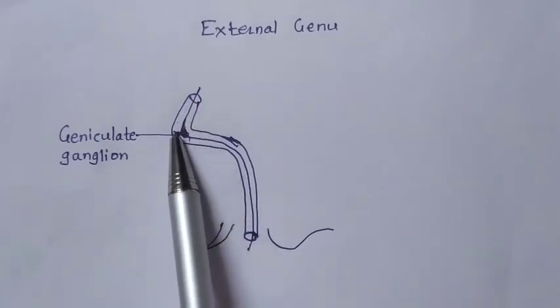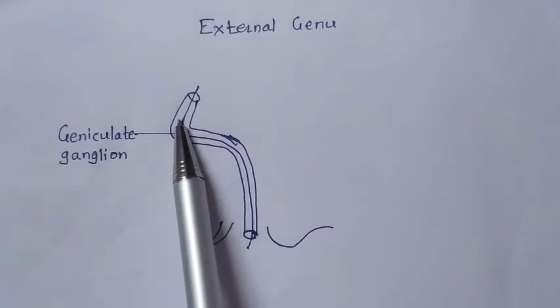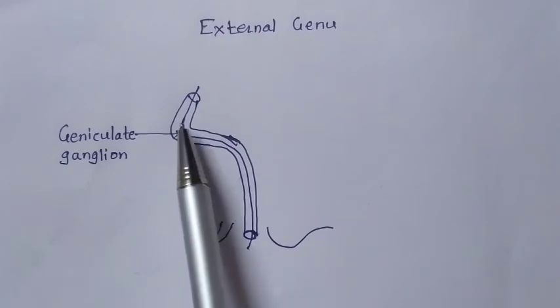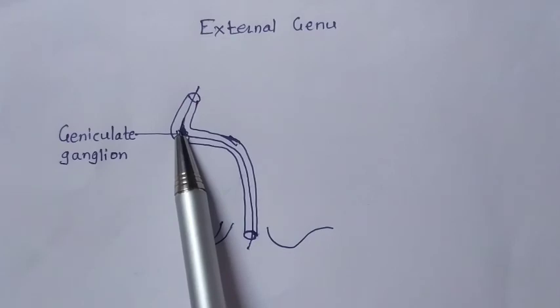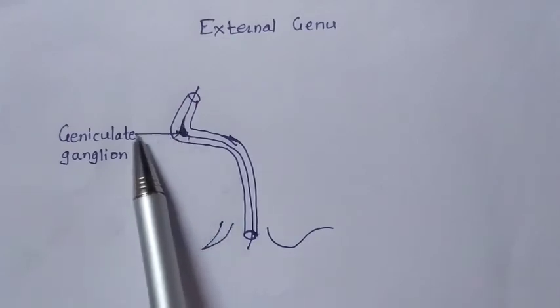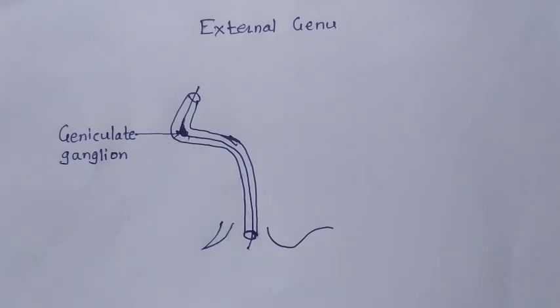At the junction of first and second part, the facial nerve shows another bend which is called as external genu. As it is outside the brain, it is called as external genu. And at this junction, the facial nerve shows a swelling which is called as geniculate ganglion. So, the facial nerve shows two bends, internal genu and external genu.